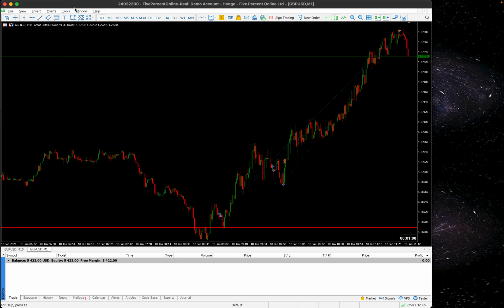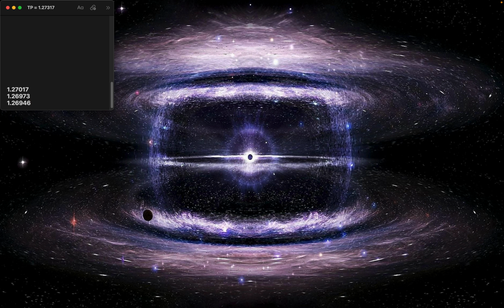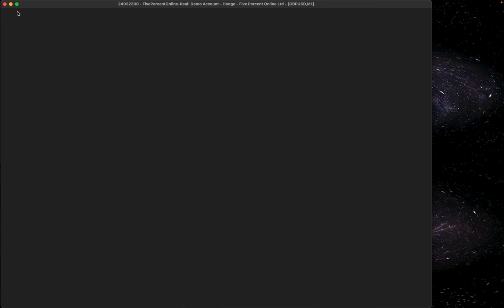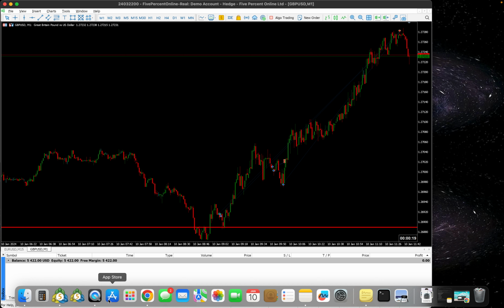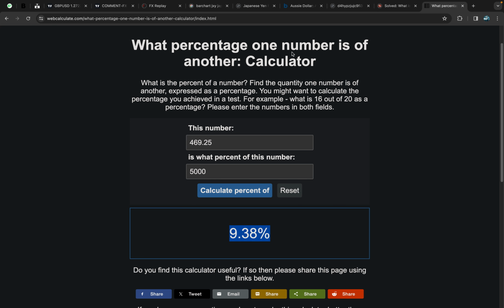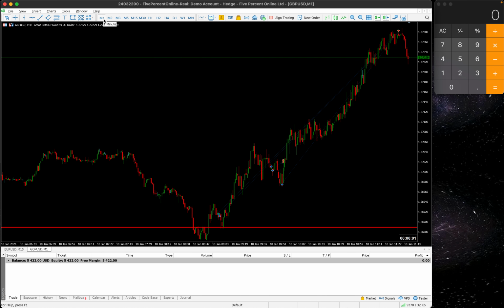Hold on. Actual reward, we calculate this. Wow. I'm not saying it can't go back up. I'm just saying I don't know when and I don't know how long it would take. But I'm glad I took profit. Oh, wow. Look at that. Now that's a trade right there, boy.